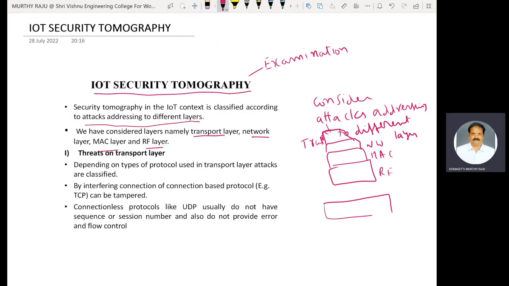Generally, two types of protocols are used at the transport layer: TCP and UDP, transmission control protocol and user datagram protocol. TCP is used for reliable communication. Before transferring the information from one point to another point, a path is created between the source node and the destination node.